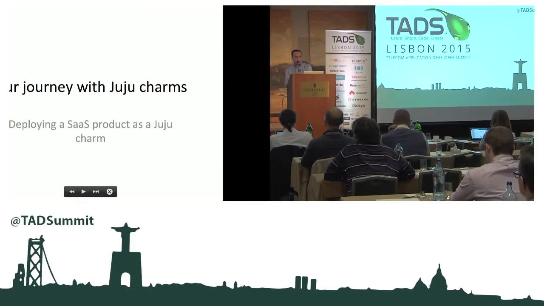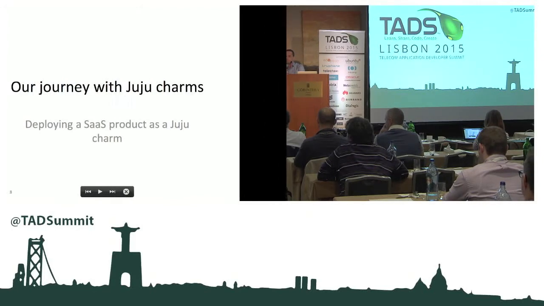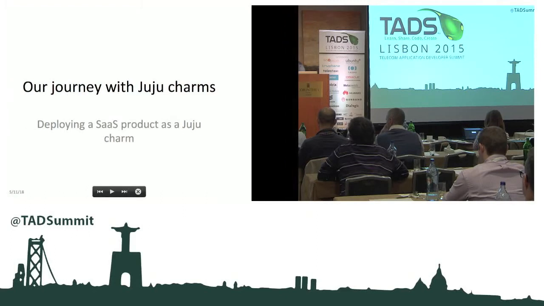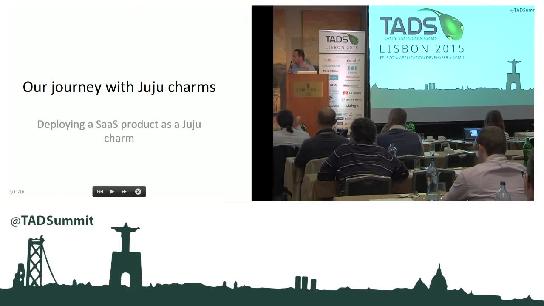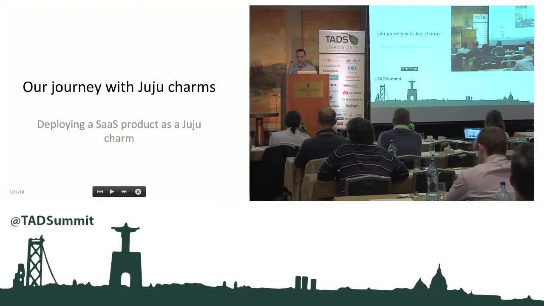So the idea for us was to deploy a SaaS product that has been running for 2 years and has had quite a great success as a Juju charm. We started to work on Juju a few weeks ago, and we didn't know what a Juju charm was, and we were very interested in that.